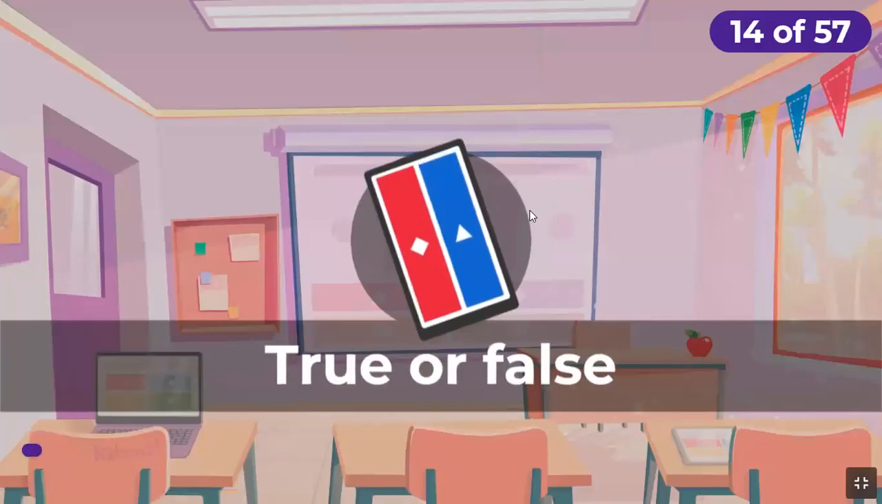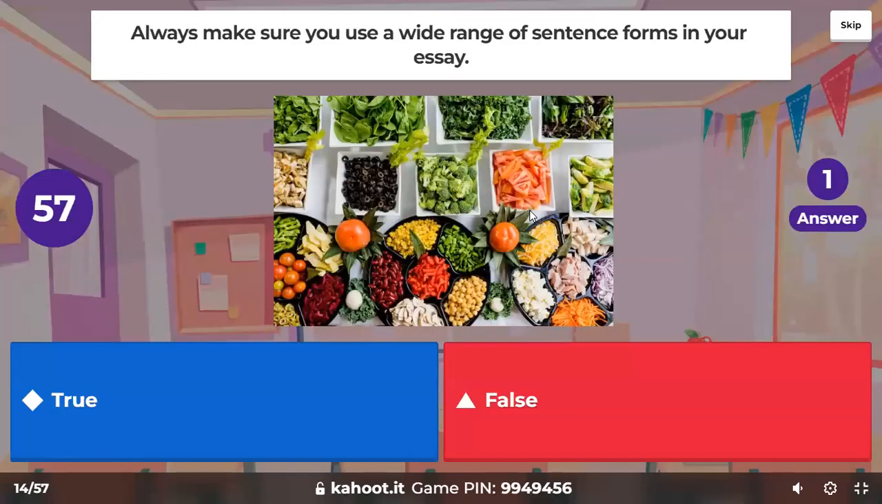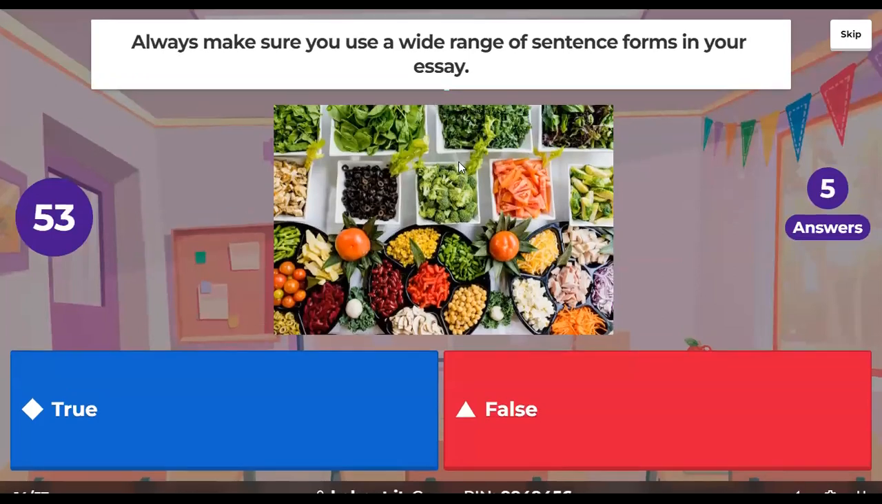Okay, next. Now, true or false? Always make sure you use a wide range of sentence forms in your essay. Is this true or false? It means you need to use simple, compound, and complex sentences. So this is what is meant by a wide range of sentence forms, not only simple sentences. And you have to use them accurately. So pay attention to spelling, punctuation, grammar, everything. Yeah, good.